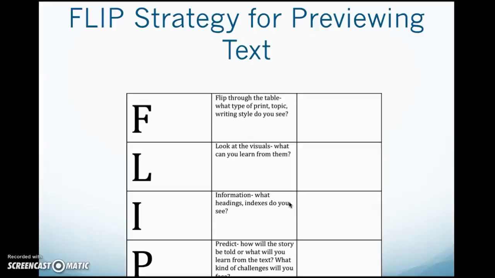This is the flip strategy for previewing text. Students can flip through whatever they're reading. For the first one, the F: what type of print, topic, and writing style do you see? Look at the visuals. What can you learn from them? Information: what headings and indexes do you see? Predictions: how will the story be told, or what will you learn from the text? What type of challenges will you face?